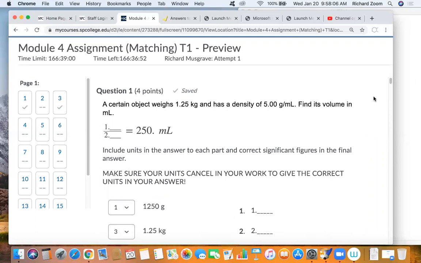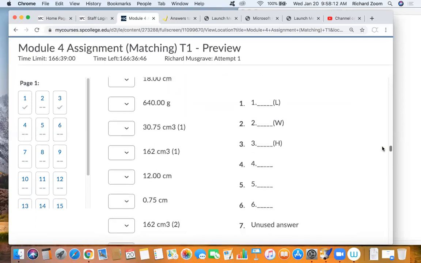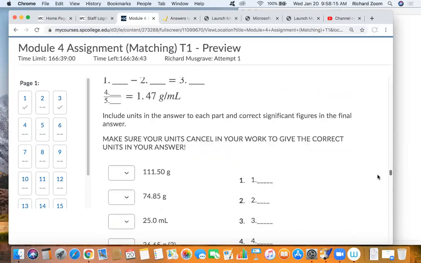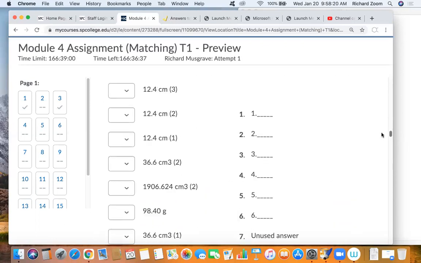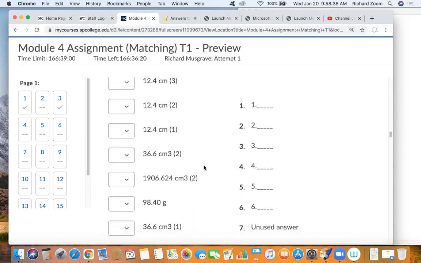I have one. Yes. And what do you mean by numerical order? Does it mean like one answer then another answer? Well, for example, let's go take a look at this one I was looking at. See how there's 3 instances of 12.4 centimeters here. So this would be the one that's used first, and then the number 2 would be used second, then the 3 would be used third. And you'll notice that there's 2 instances of 36.6 cubic centimeters here as well. So the first one you see would be number 1, the second one you'll see would be number 2.